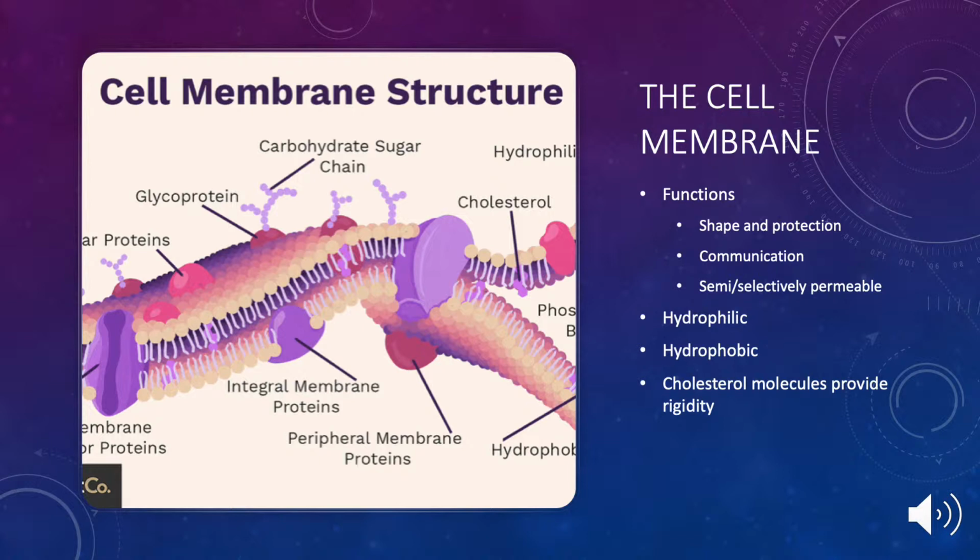Beginning from the outside, we have the cell membrane. This is composed of proteins and lipids and has three major functions. First, it serves to provide shape and protection to the cell. Secondly, it helps with communication. And lastly, the membrane is semi-permeable and selectively permeable, allowing only certain things to enter or exit the cell. The hydrophilic and hydrophobic aspects of the membrane allow it to be fluid and slightly flexible, while the embedded cholesterol molecules provide the cell with rigidity.